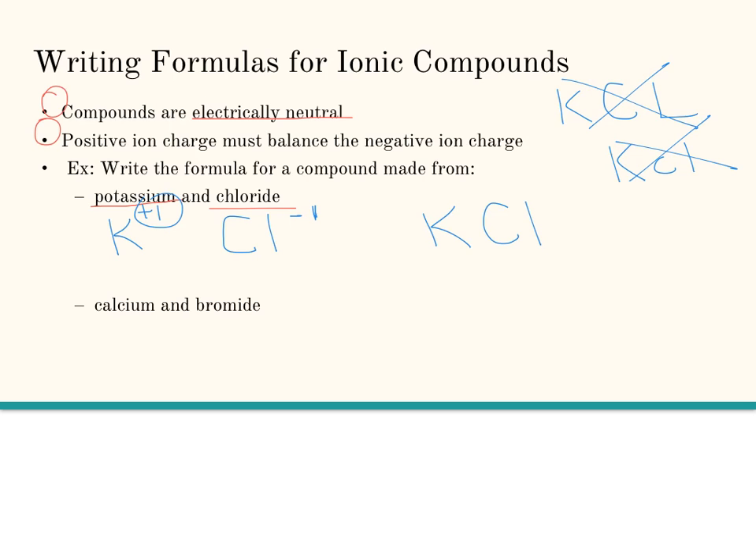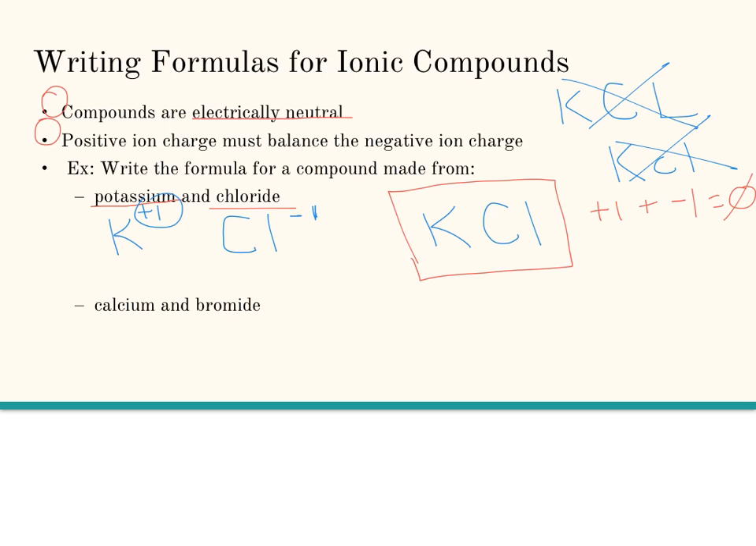Okay, now what we have to remember is that compounds are going to be neutral. So if potassium has a +1 charge and chlorine has a -1 charge, if I have one of each of those ions, the overall charge should be 0. And again, I can say +1 from the potassium plus -1 from the chlorine gives me an overall charge of 0. And so written as is, KCl is a neutral compound. And so the chemical formula for the combination of potassium and chloride is KCl.